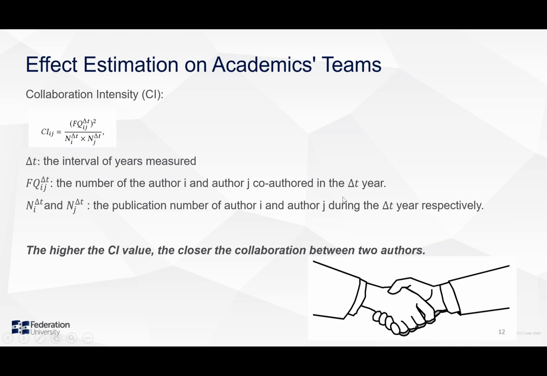Okay, and next we want to estimate the effect on academic teams. So here we propose another metric named collaboration intensity between scholar I and scholar J. Here, delta T means the interval of years measured, and FQ denotes the number of papers the authors I and J co-authored in the delta T years. Next, N denotes the publication number of I and J during the delta T years, respectively. The higher the CI value, the closer the collaboration between two scholars.